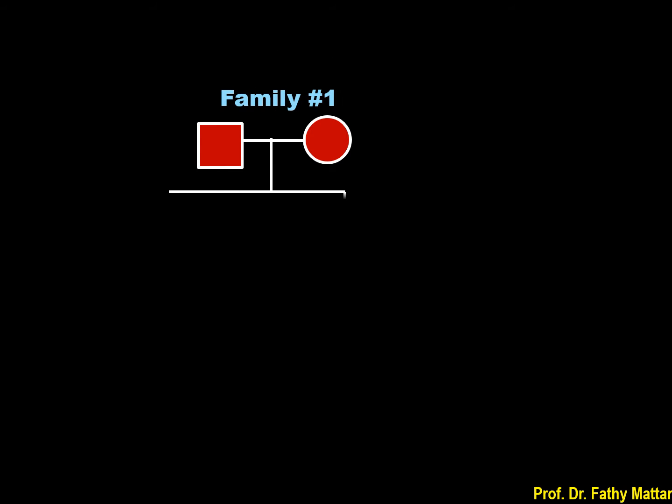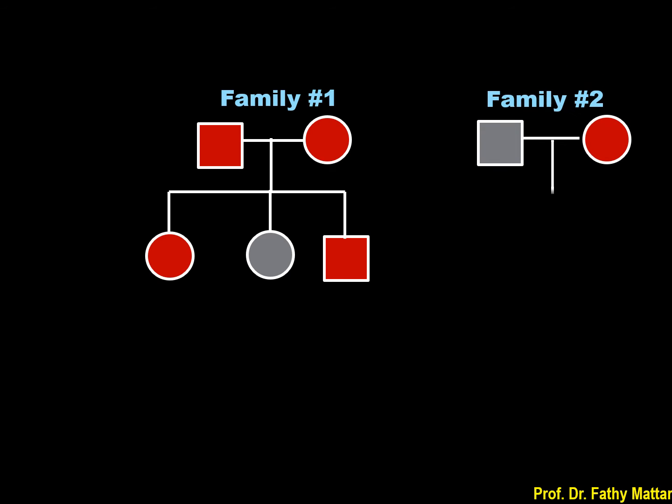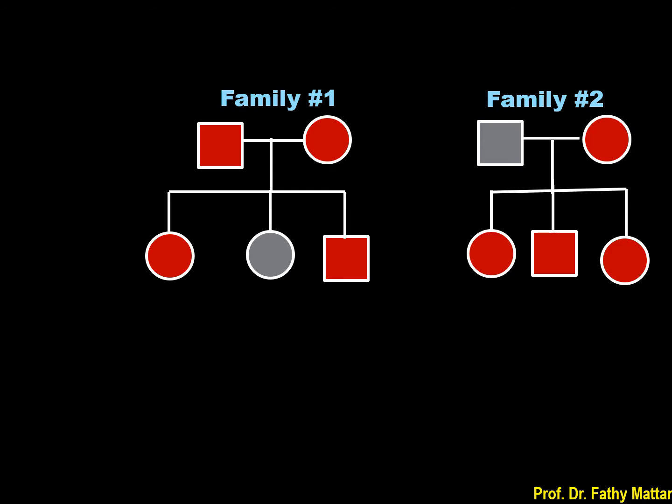Now, let's look at this case. Family 1, both parents have been diagnosed as having the genetically inherited disease. Family 2, the mother has the disease, but the father is free. In the first family, the progeny showed both diseased persons, males and females, and some unaffected persons who were female. In the second family, all the children have the disease, and both males and females are affected.